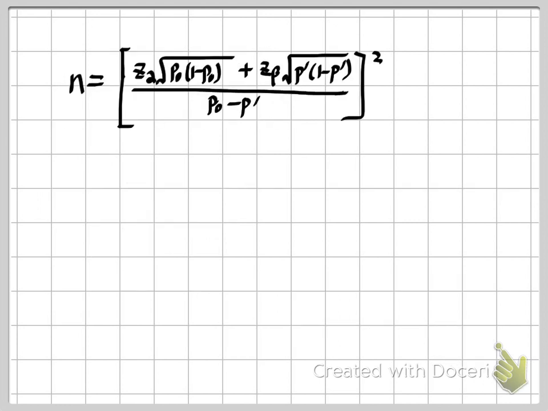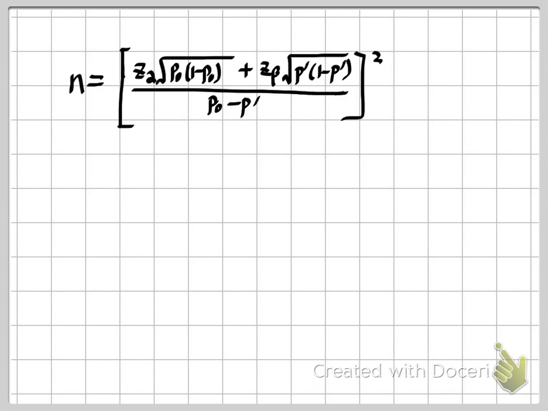So here we will have n equal to the square of a complicated expression. Inside the square, this is z alpha times the square root of p0 plus z beta times the square root of p prime. And then the denominator is p0 minus p prime. So this is our formula for n when we are given alpha, the probability of type 1 error, and given beta, the probability of type 2 error.